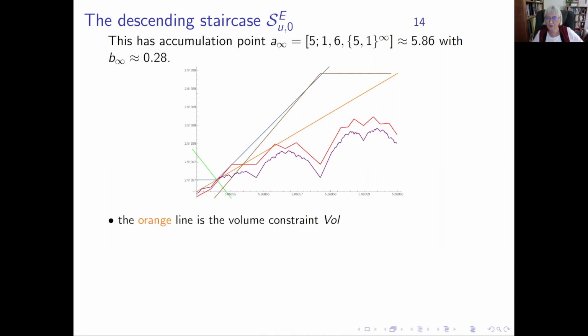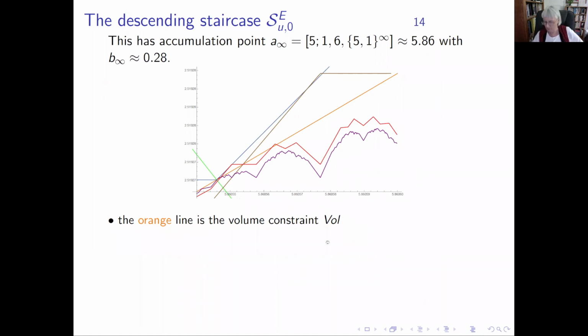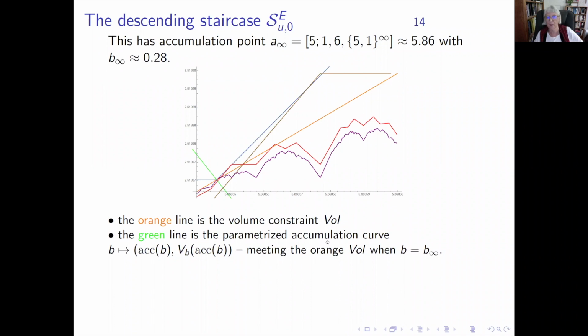So the orange line here is a volume constraint. It's a square root function, but on this scale it looks pretty linear. The green line is a parameterized accumulation point curve, B goes to AC B, VB. What it does is mark for you where it crosses the volume curve, and that's the crucial point: it crosses when B is equal to B infinity, and also A is equal to the accumulation point of your staircase. So that green line in all the pictures illustrates where your staircase is ending.